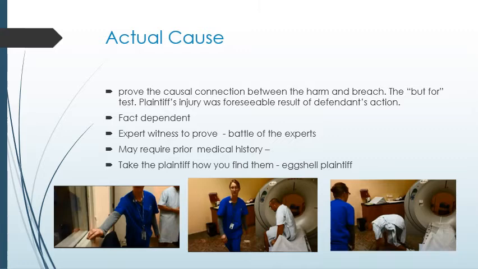And there's a term called the eggshell plaintiff, which can be applied, which means that you take the patient how you find them. So if in our falling down off the MR table situation the patient already had a sprained ankle, the technologist would still have to take them how we found them, meaning injury and all. And they would have to prove that this injury made the sprained ankle worse.